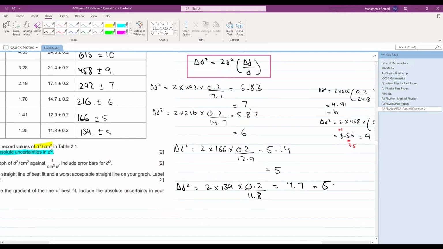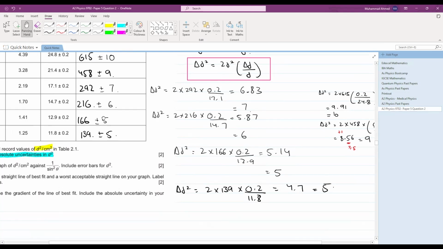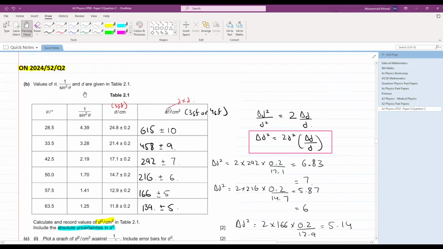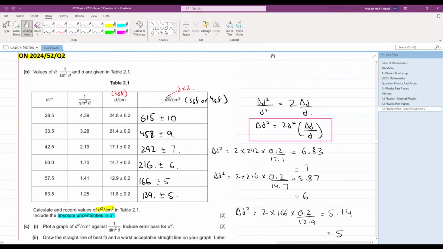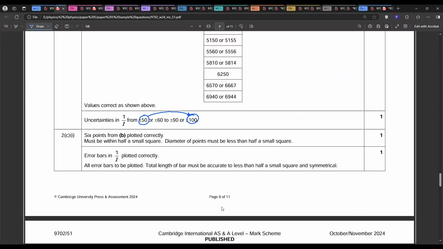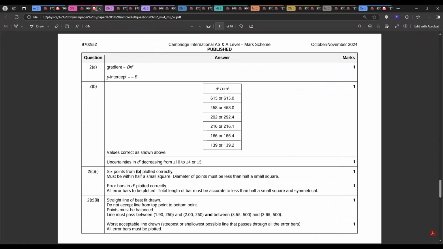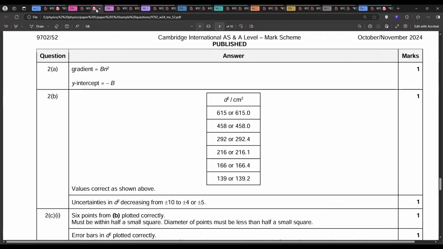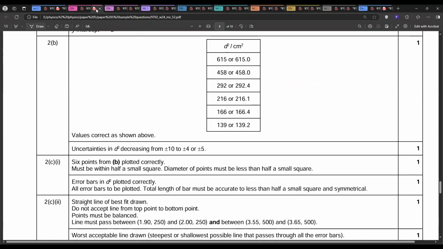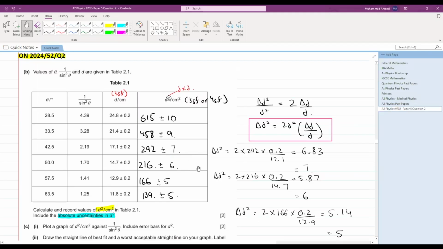So now let's check the uncertainties table again, whether we are correct or not. This is October, November 2024, paper 5, variant 2. So if you see it here, the examiner is telling us that the uncertainty in d square can range from 10 to 5. Our uncertainties are also ranging from 10 to 5. You can see it here: 10, 9, 7, 6, 5, 5. Correct. Let's further move ahead.